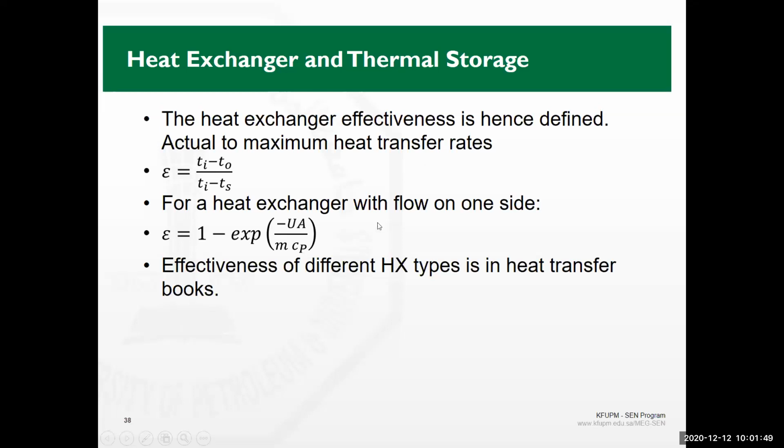For a heat exchanger with flow on one side, this is the effectiveness of the heat exchanger, which is 1 minus exponential of minus UA, the conductance, divided by m dot Cp of the fluid passing through. Those who studied heat transfer will remember this expression from convection heat transfer, when we start talking about rating analysis for heat transfer equipment. We define this value, and then we use it again for heat exchangers.